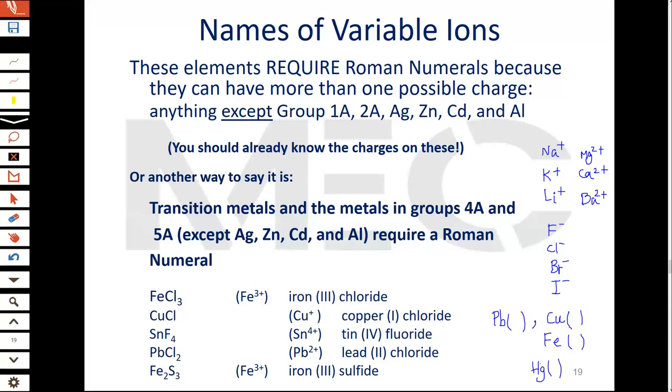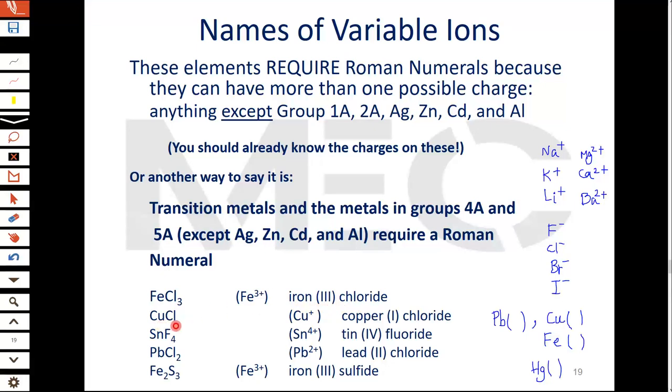Copper, iron, mercury, lead are some examples of transition metals with more than one ion. Another way to say it, transition metals and metals in group 4A and 5A, except silver, zinc, cadmium, and aluminium, require a Roman numeral. For example, FeCl3. Okay, we understand from the formula that it is Fe3+, so the name will be iron 3 chloride.